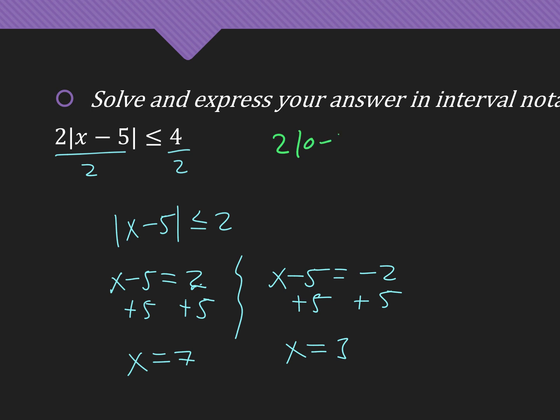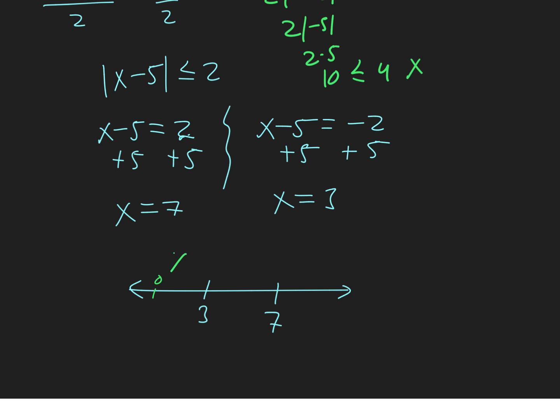2 times the absolute value of 0 minus 5, less than or equal to 4. This gets us 2 times the absolute value of negative 5, which is 2 times 5, which is 10. Less than or equal to 4, that does not work, all right? So this section doesn't work. The middle one does. The outer one does not.